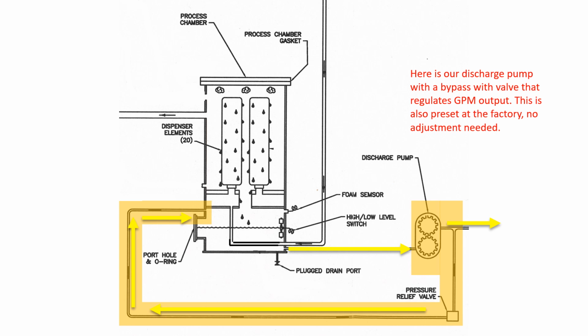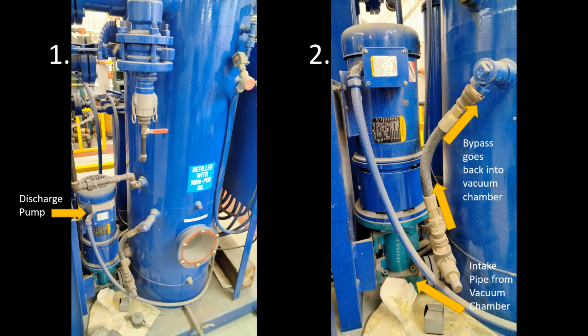Here is our discharge pump with a bypass with valve that regulates gallons per minute output. As with the feed pump, this is also preset at the factory, so no adjustment is needed. In photo 1, you can see the discharge pump as it relates to the main vacuum chamber. The oil is drawn from the vacuum chamber at the bottom. Photo 2 shows the bypass hose that returns to the vacuum chamber.